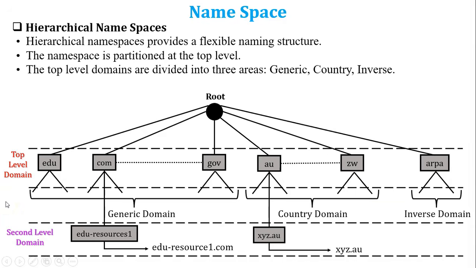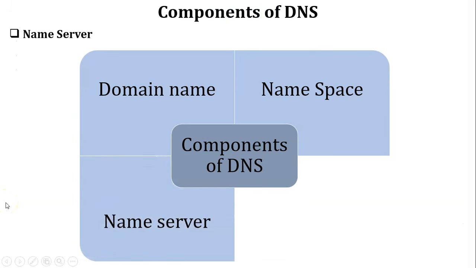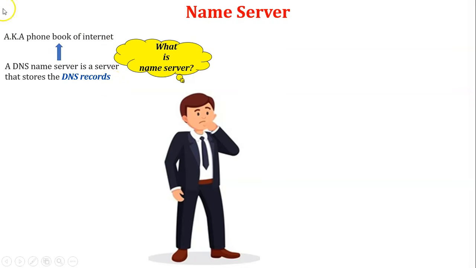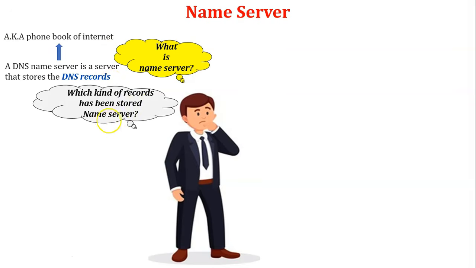Next component of DNS is the DNS name server. So first of all, what is a name server? A DNS name server is a server that stores the DNS records. So a name server is also known as the phone book of the internet. Next, which kind of records are stored in a name server?